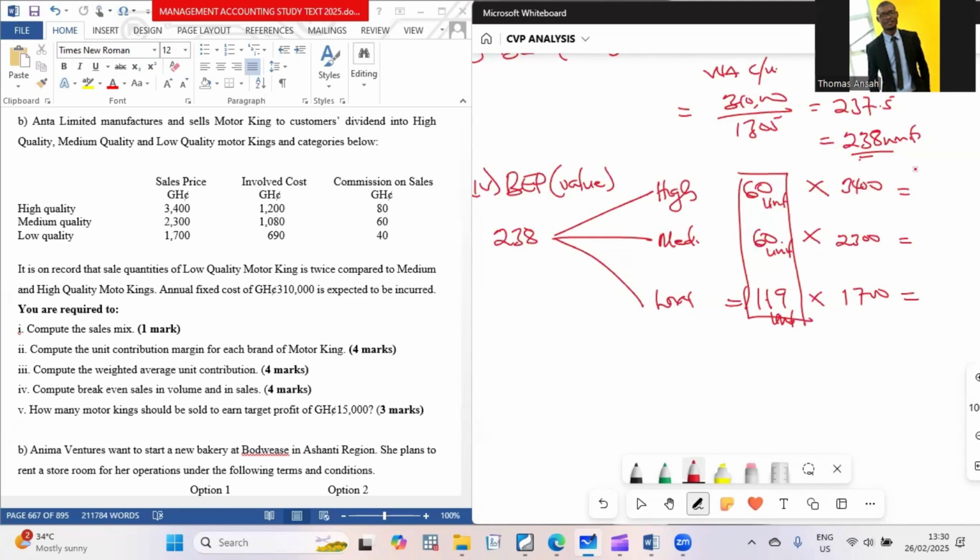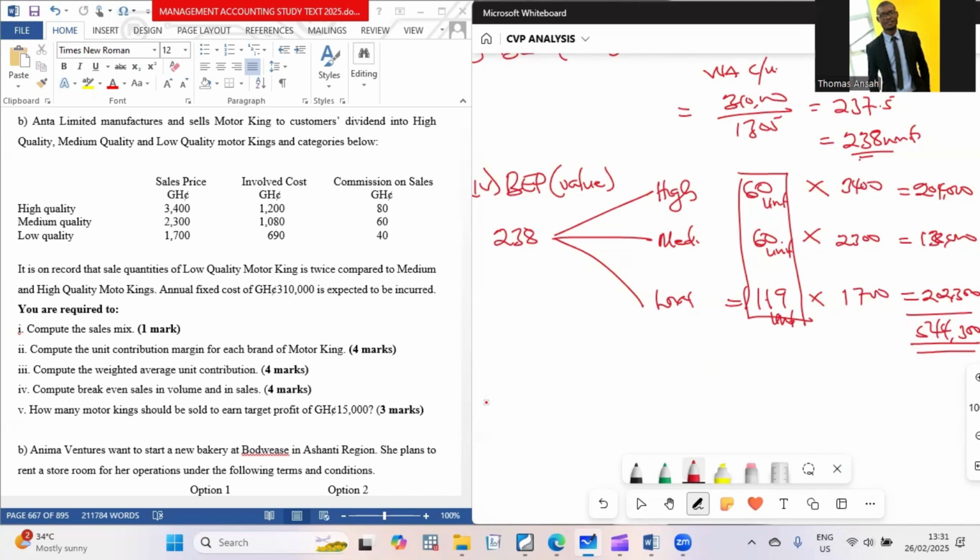So how much is this one? 60 by 3,400. That is 204. Then this one is 138. Then this one is 202,300. So the total sales here is giving me 544,300. So that is the break even in value, like the way we did the other one.